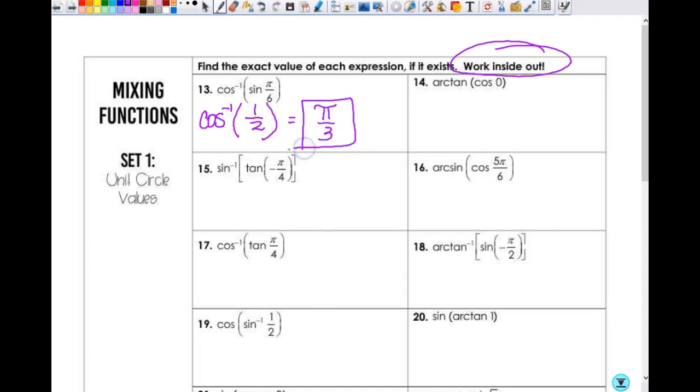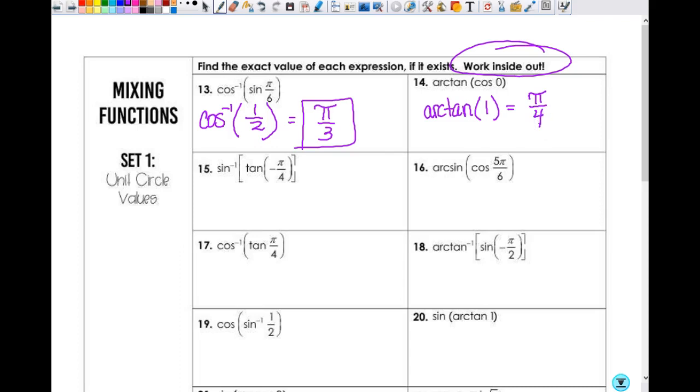You see how that works? You basically have to go forwards and backwards on each one of them. Anybody have a question? All right, arctangent of the cosine of 0. So arctangent, what's the cosine of 0? 1. Okay. Then the arctangent of 1, what angle gives me a tangent value of 1? Pi 4.